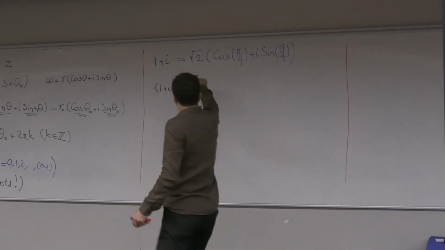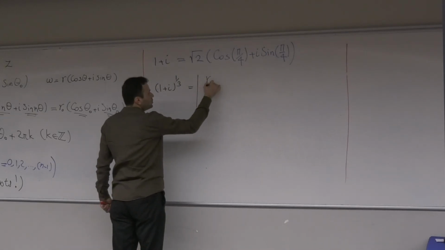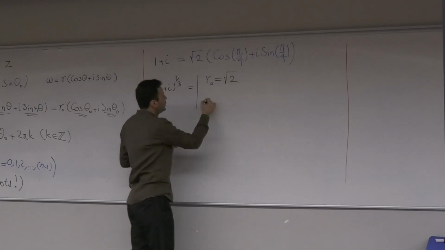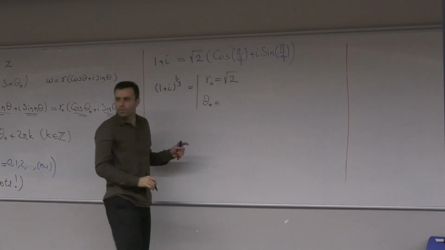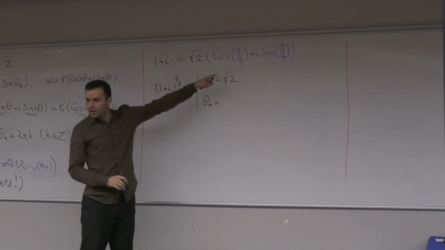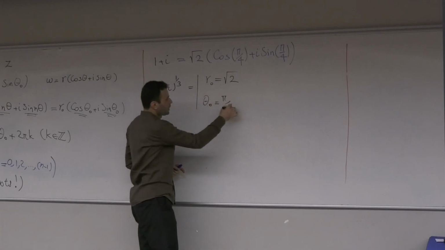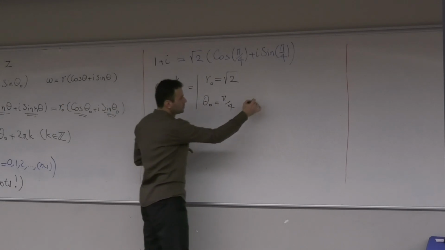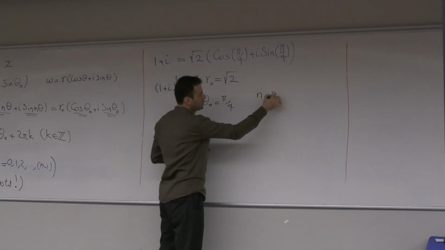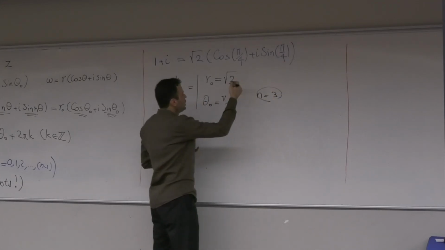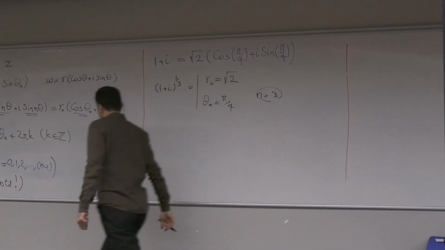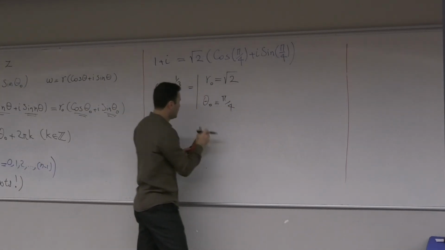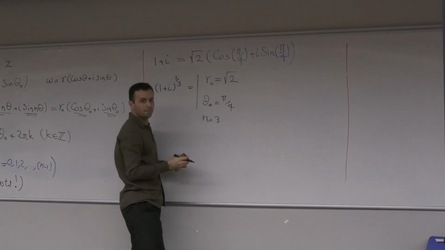What is our r0? Square root of 2. What is our theta 0? Pi divided by 4. And since I'm trying to find the third root, what is our n? 3, right? Okay. And n is 3.